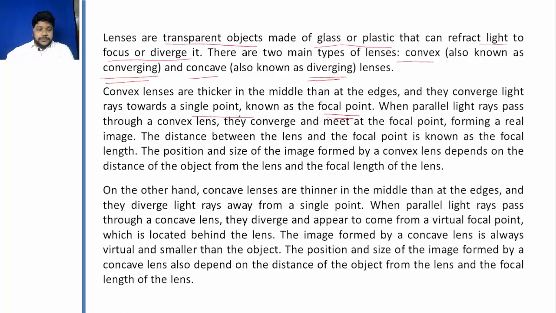When parallel light rays pass through a convex lens, they converge and meet at the focal point, forming a real image. The distance between lens and focal point is known as focal length. This is a property of the lens, and the position and size of the image formed by a convex lens depend upon the distance of the object from the lens and the focal length of the lens. तो लेंस का एक फोकल लेंथ इसका एक पैरामीटर है, और जिसका हम इमेज देखना चाह रहे हैं वो ऑब्जेक्ट कहाँ पे रखा है, ये चीज मायने रखता है कि वो इमेज कैसे बनेगा, कहाँ बनेगा.